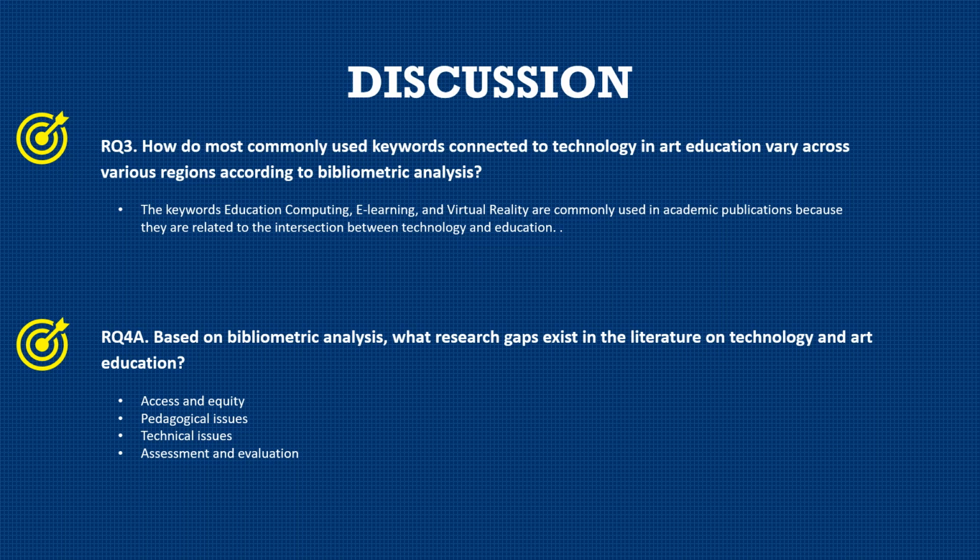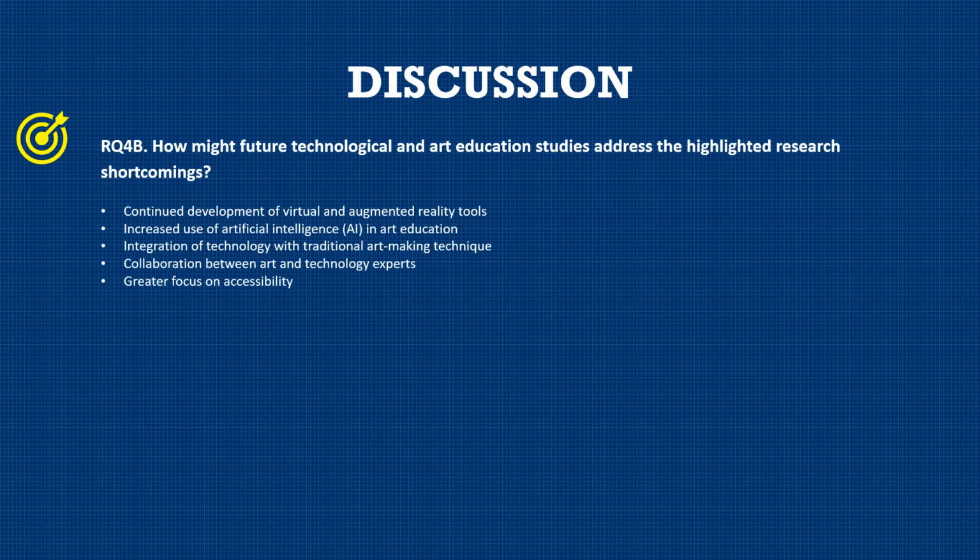Second, pedagogical issues. Another challenge is ensuring that the use of technology aligns with sound pedagogical principles and supports the learning goals of art education. Teachers and pupils may struggle to integrate technology in a way that supports creativity, critical thinking, and problem-solving skills rather than simply replacing traditional art-making techniques. Third, technical issues. Technical issues such as hardware or software malfunctions can also hinder the effective use of technology in art education. Teachers may not have the technical expertise to troubleshoot problems, and technical support may be limited.